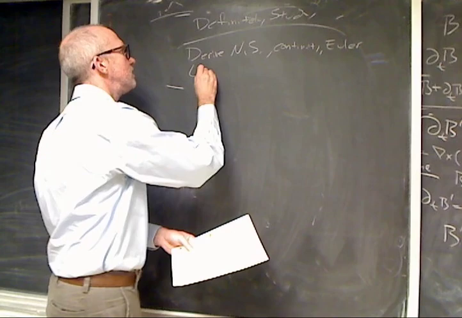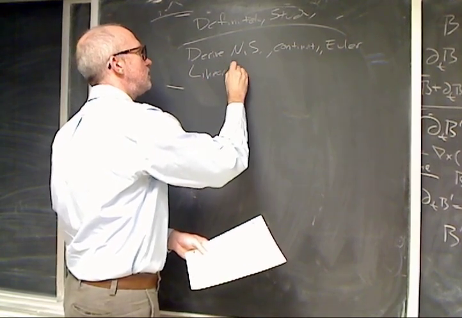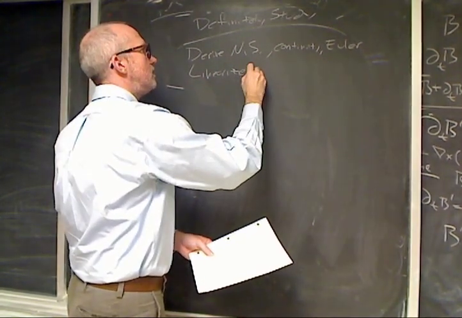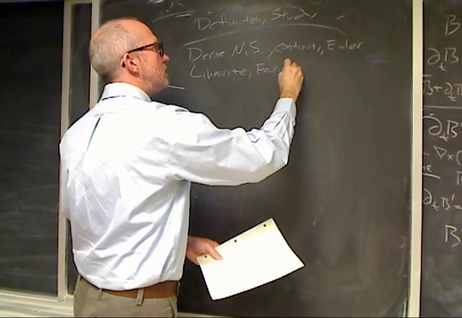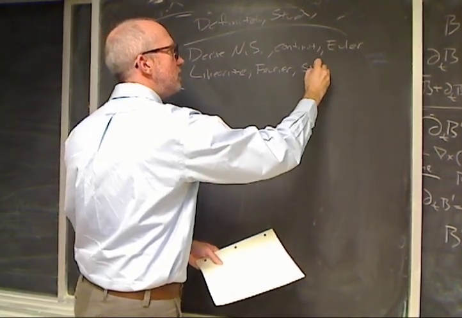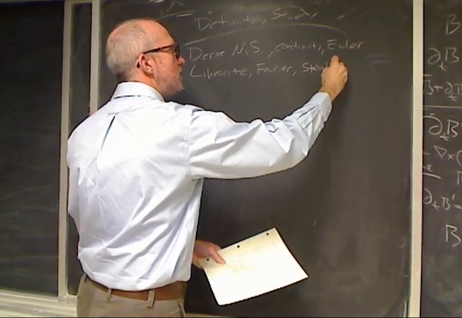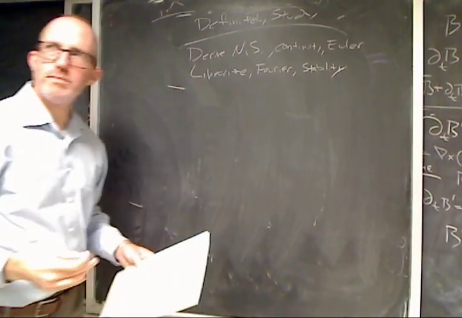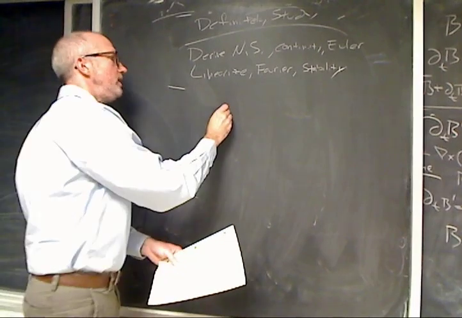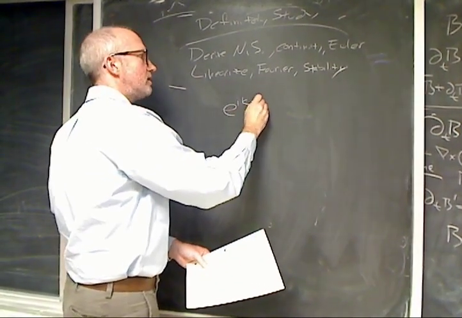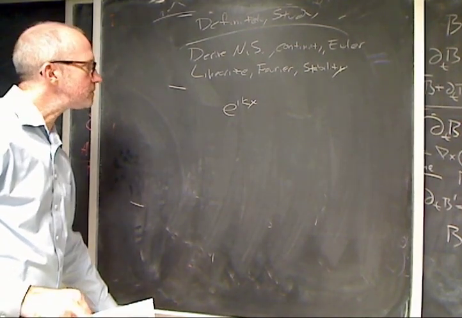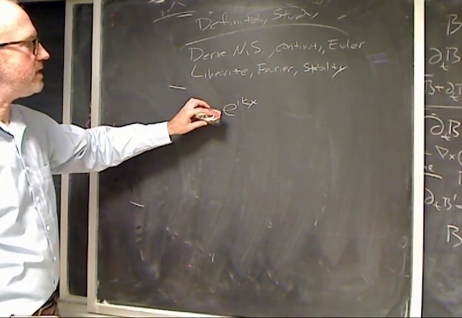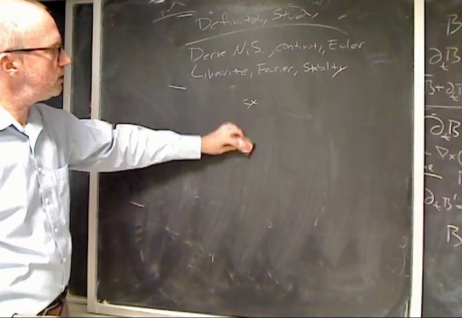Linearize things. And Fourier analysis. And stability. Know when something's going to blow up. So we get things that look like e to the i kx. And if k is imaginary, or omega is imaginary, then things explode.